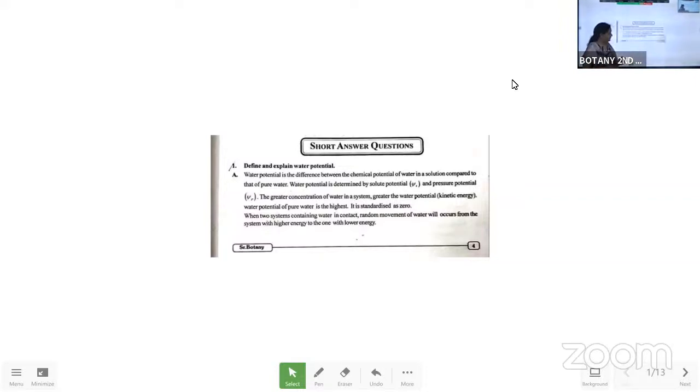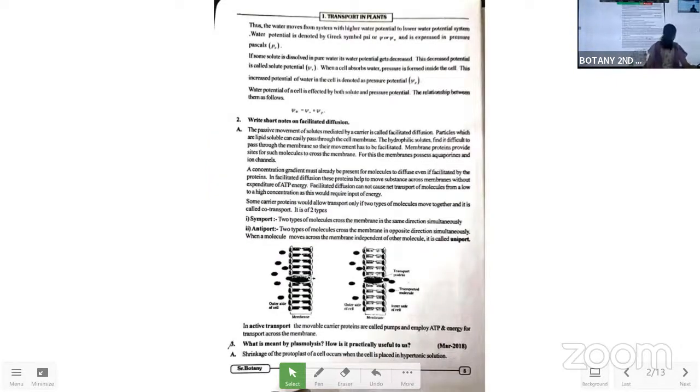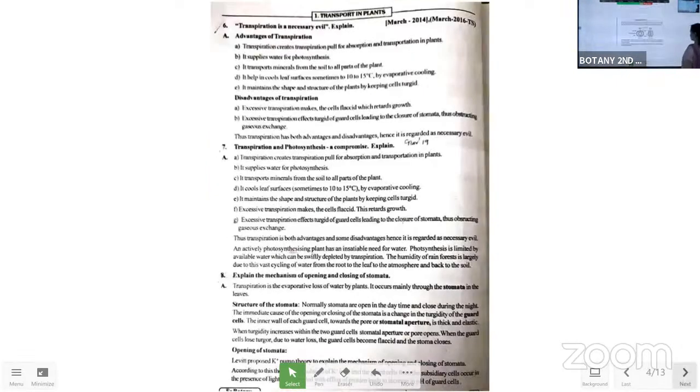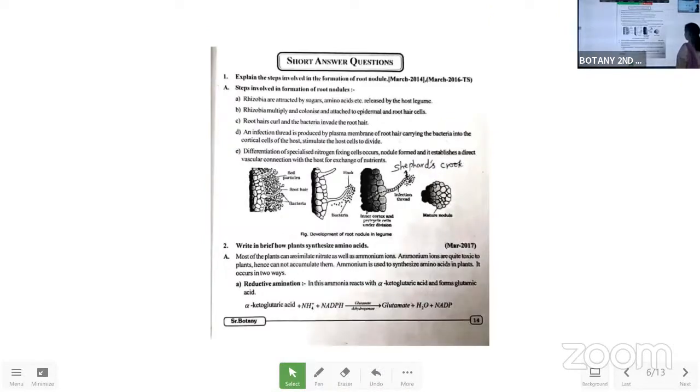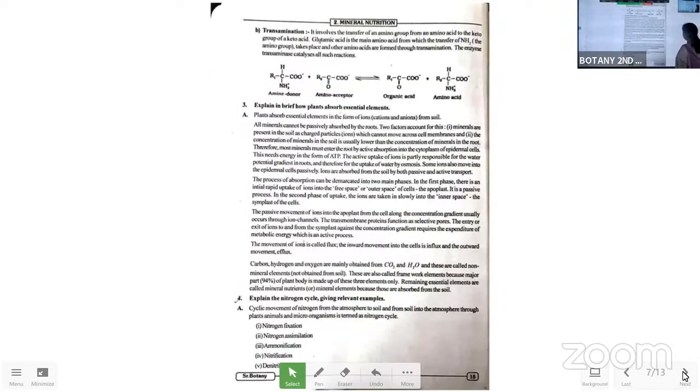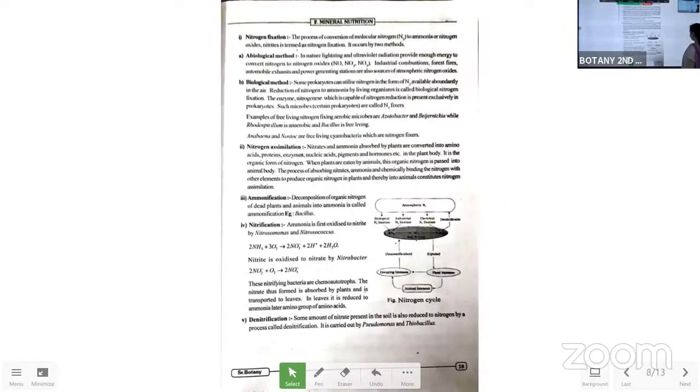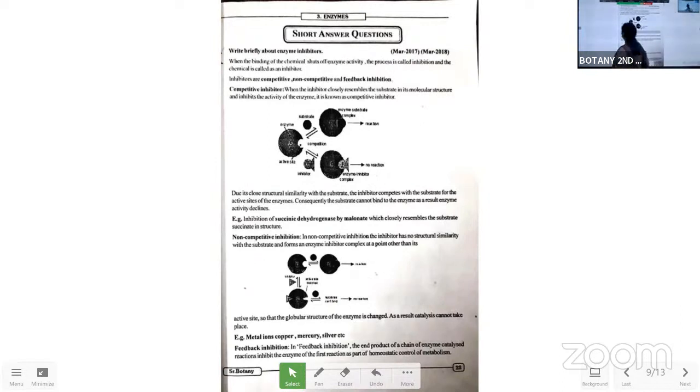So we are doing the SAQs, isn't it? We will continue with the SAQs from the third chapter, that is the enzymes. We have finished the SAQs from the first chapter, transportation in plants, and the next one, mineral nutrition. Those SAQs we finished yesterday. And now we will go with the SAQs from the third chapter, that is the enzymes.